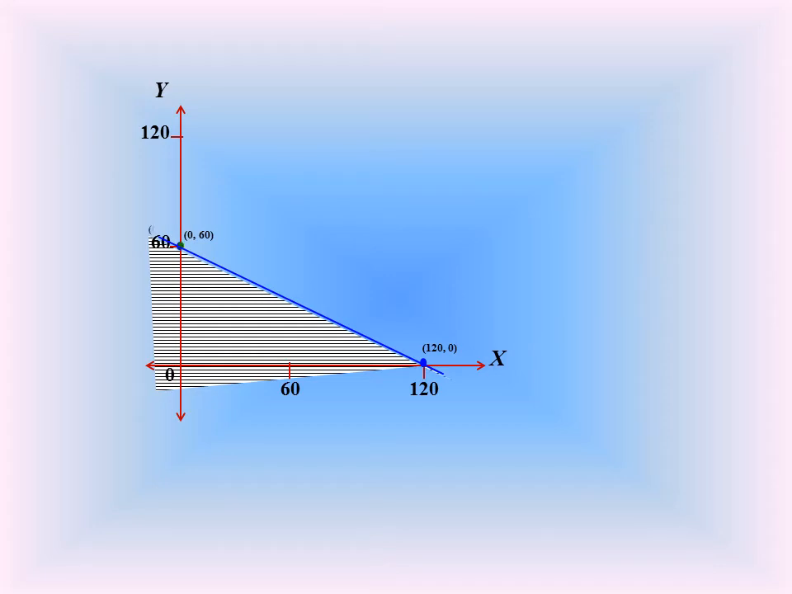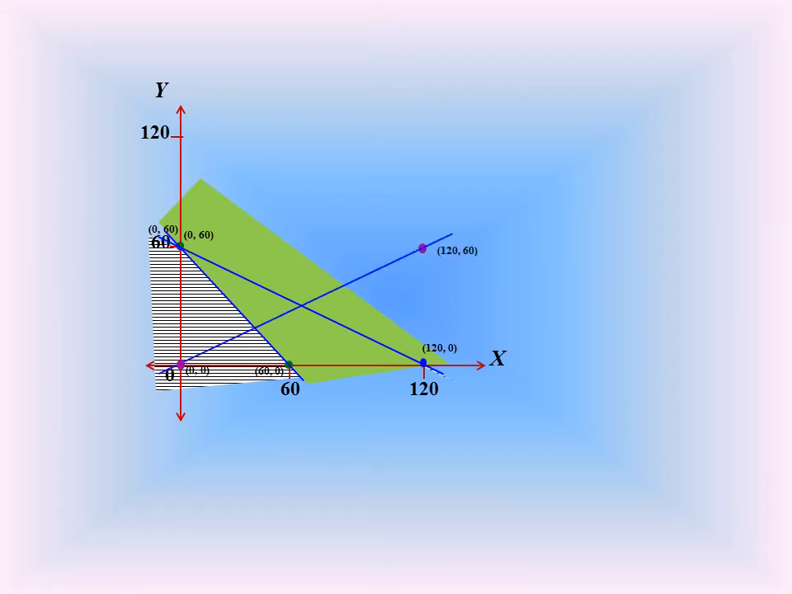And considering the remaining 2 points, that is 0, 60 and 60, 0, joining these 2 points. Here the green region shows the falseness of the given inequality, because when we substitute x equal to 0 and y equal to 0, 0 is greater than or equal to 60, which is false, hence we are shading away from the origin. Now, the origin 0, 0 and the arbitrary point we have already considered, that is 120, 60, joining those 2 points.